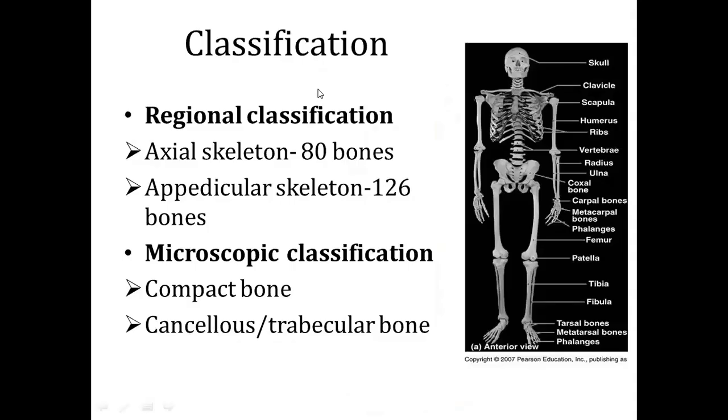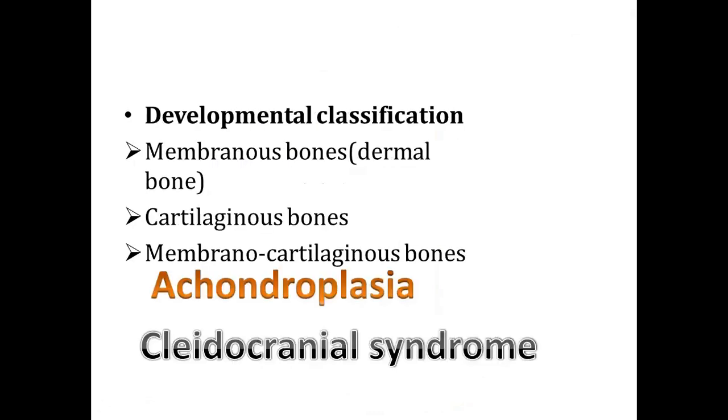Classification. Under classification, we have regional classification, microscopic classification, and classification according to the shape of the bones. Regional classification: the axial skeleton, which consists of 80 bones, and the appendicular skeleton, which consists of 126 bones. Totally 206 bones are there in our body. You can find the axial skeleton and the appendicular skeleton as well. And the microscopic classification: compact bone and the cancellous or trabecular bone, as we call it.